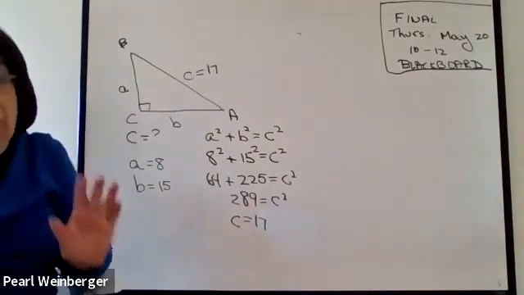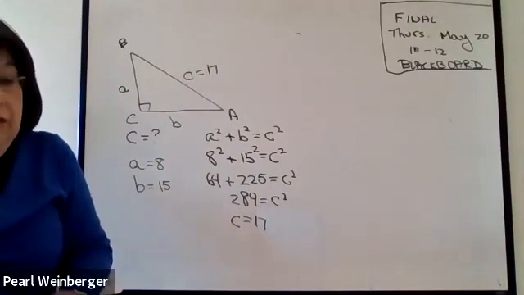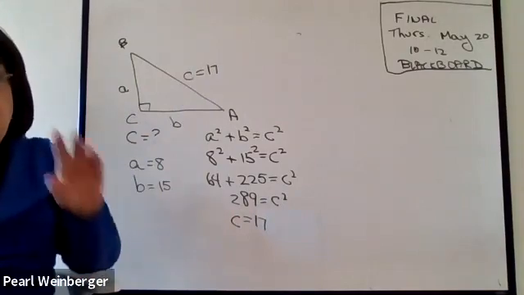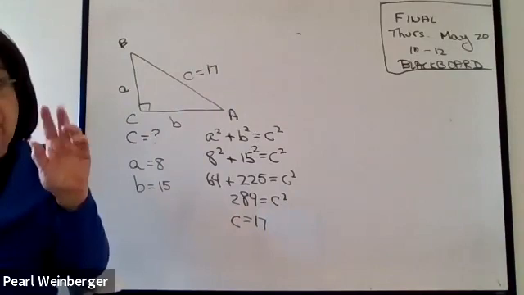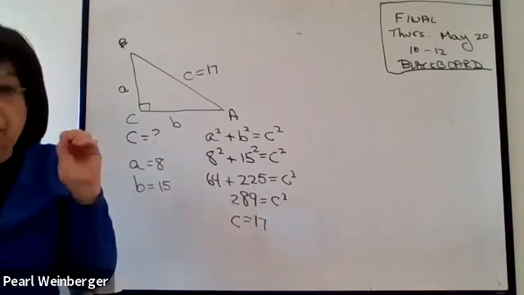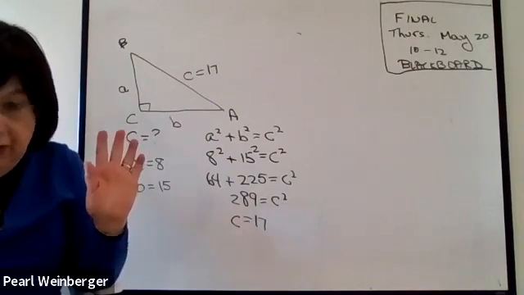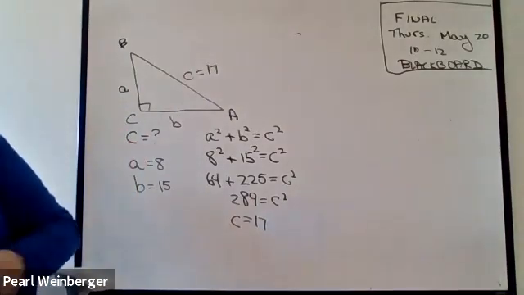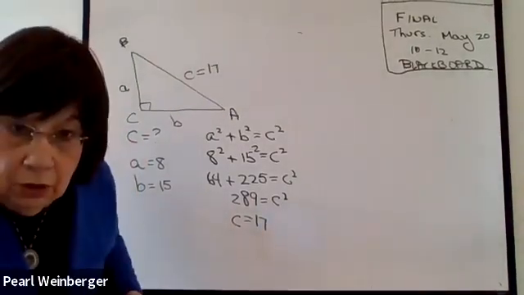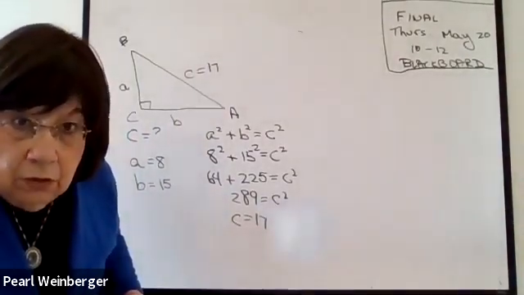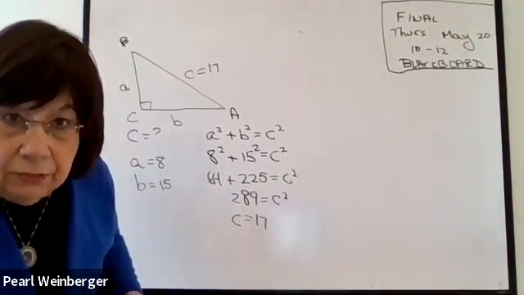So if that's the only question you're asked, the Pythagorean theorem helps you find the third side of a right triangle when you know two sides. Any question about that? Okay, thank you, Stacia. That was perfect.